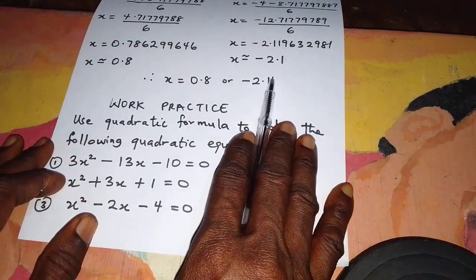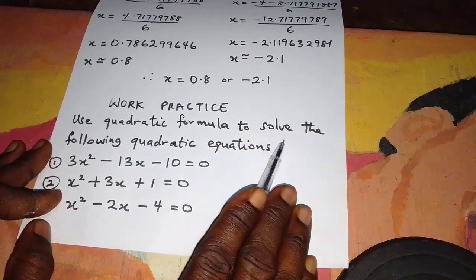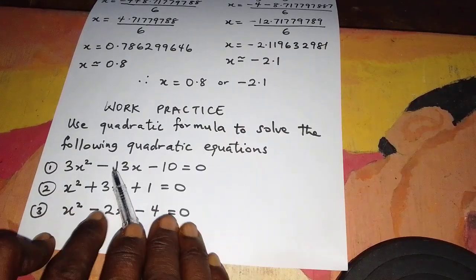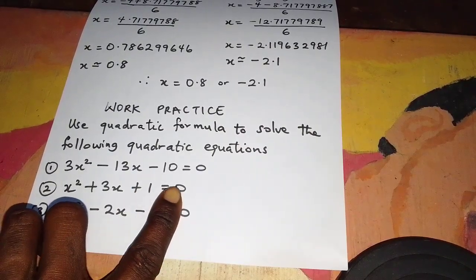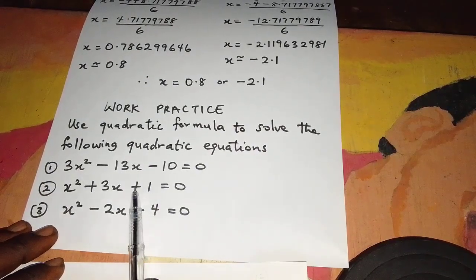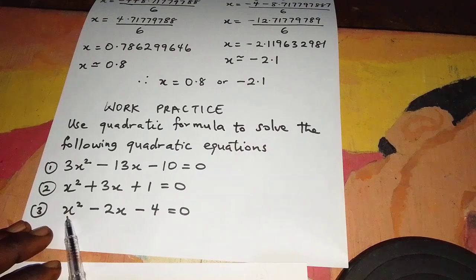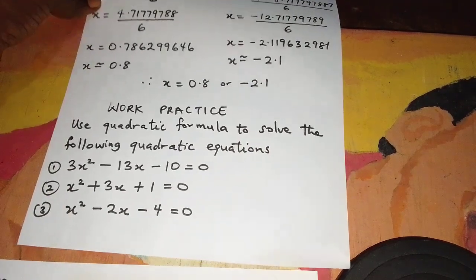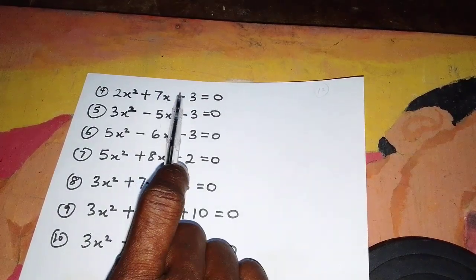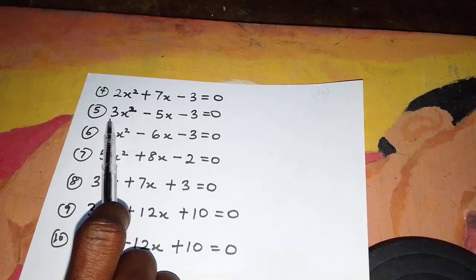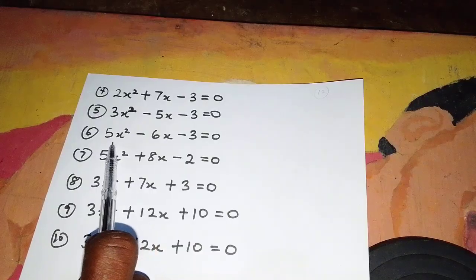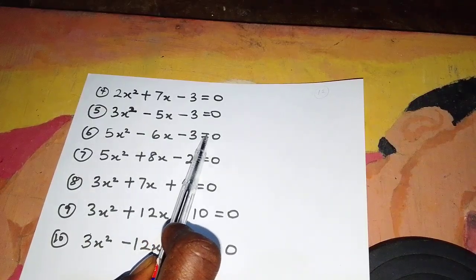So for the work practice, use the quadratic formula to solve the following quadratic equations. So you have 1. 3x squared minus 13x minus 10 equals 0. 2. 2x squared plus 3x plus 1 equals 0. 3. x squared minus 2x minus 4 equals 0. 4. 2x squared plus 7x minus 3 equals 0. 5. 3x squared minus 5x minus 3 equals 0. 6. 5x squared minus 6x minus 3 equals 0.